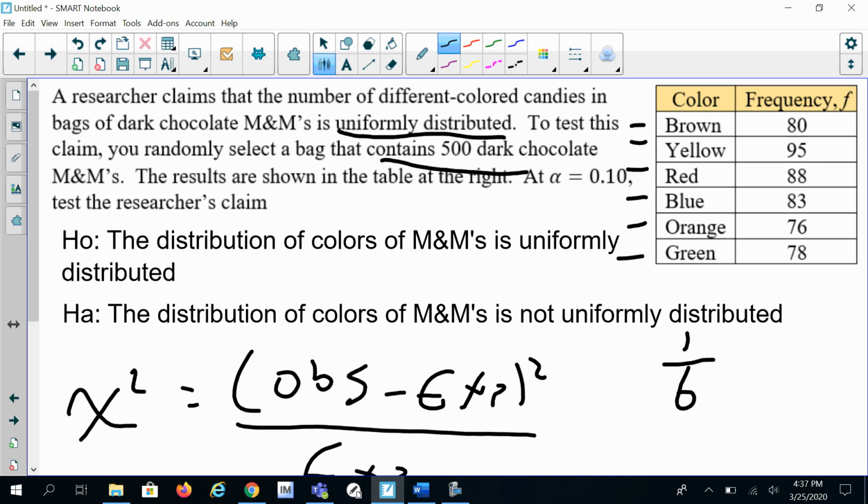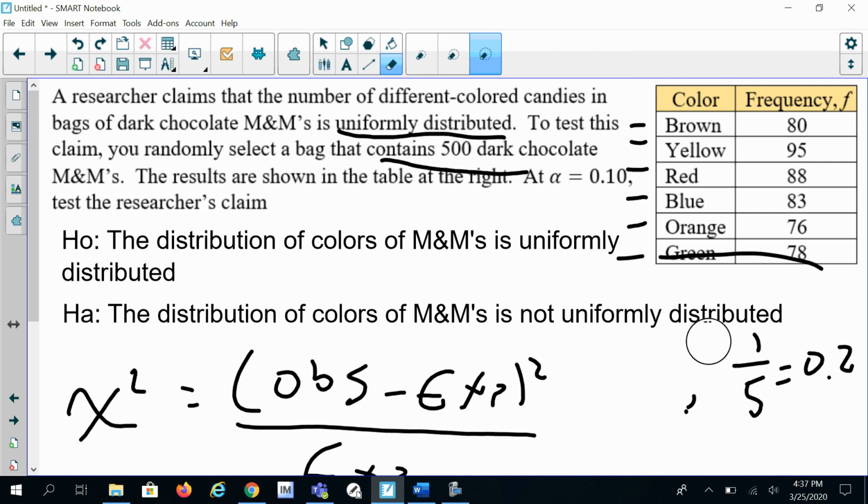Okay, so anytime it's uniformly distributed, you just take 1 divided by the number of categories. That's it. If we had 5 categories, for some reason, if we took out green, it'd be 1/5. Now 1/5 is 0.2. You could use 0.2 because it's a terminating decimal. We have 1/6 that doesn't terminate. We're going to have to use 1/6 the whole time.